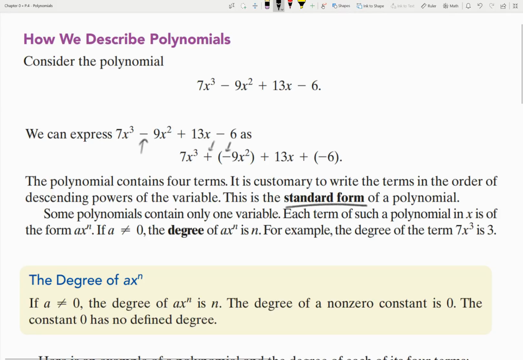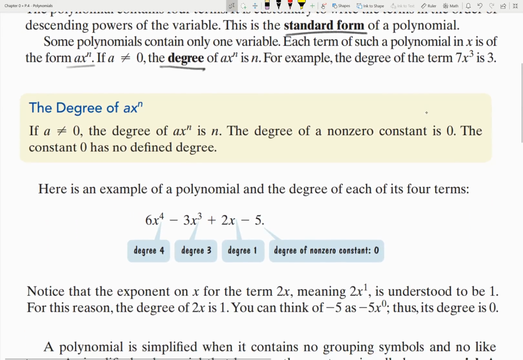Some polynomials have only one variable, and each term of a polynomial in x is of the form ax to the nth power. As long as the coefficient a is not equal to 0, the degree of the polynomial is the largest exponent. So for example, the degree of my polynomial in this example is 3, because that is the biggest exponent. And that's what this definition says.